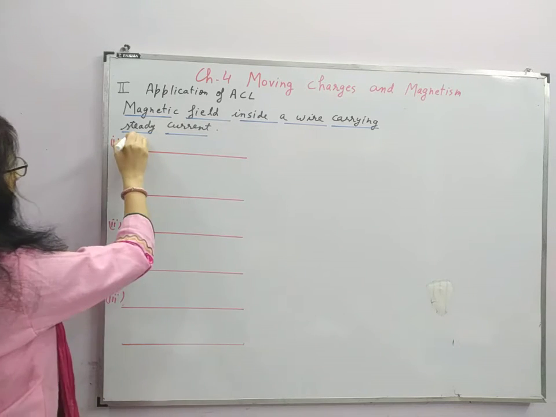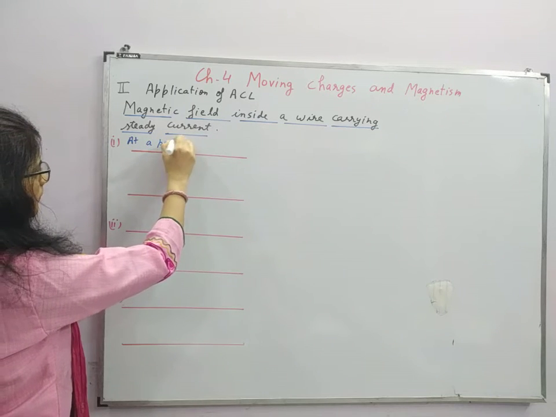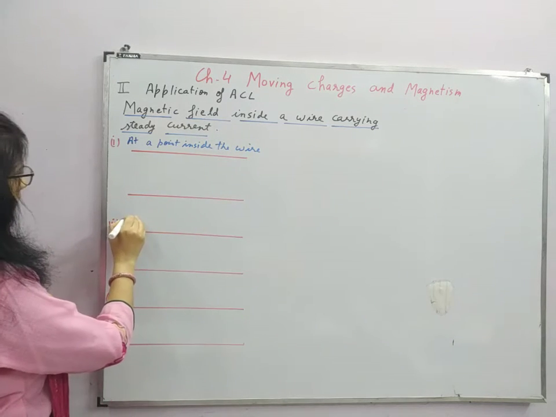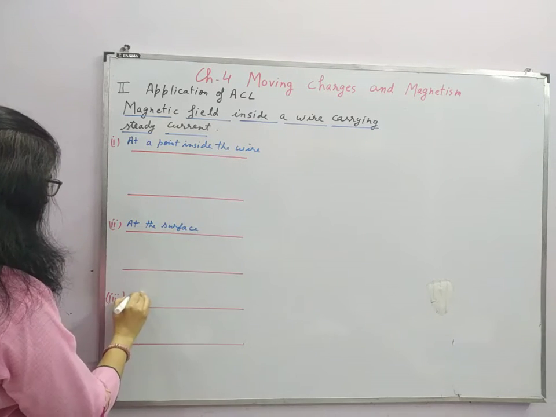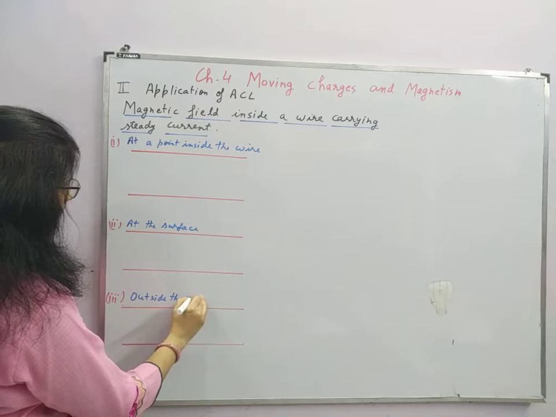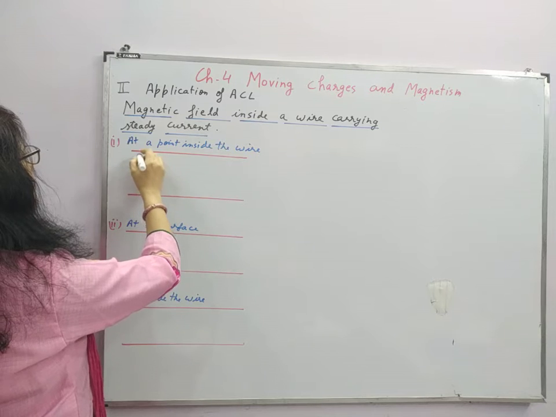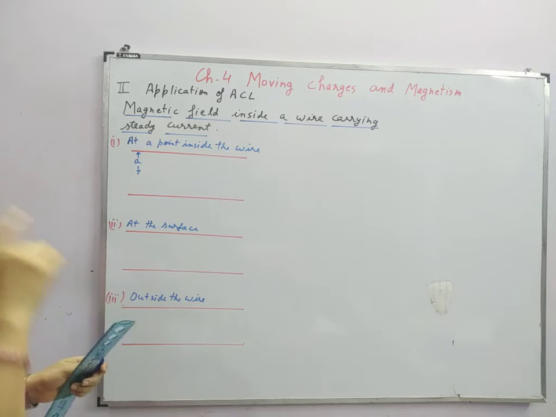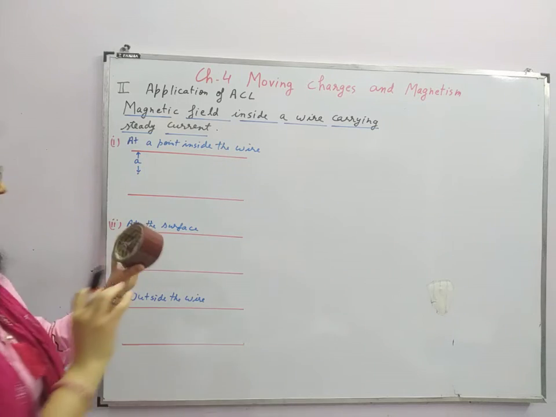So first we'll find the magnetic field at a point inside the wire, and here at the surface, and here outside the wire. Let's consider that the radius of the wire is a, right? And I'll draw another diagram where I'll be drawing the cross section of the wire.